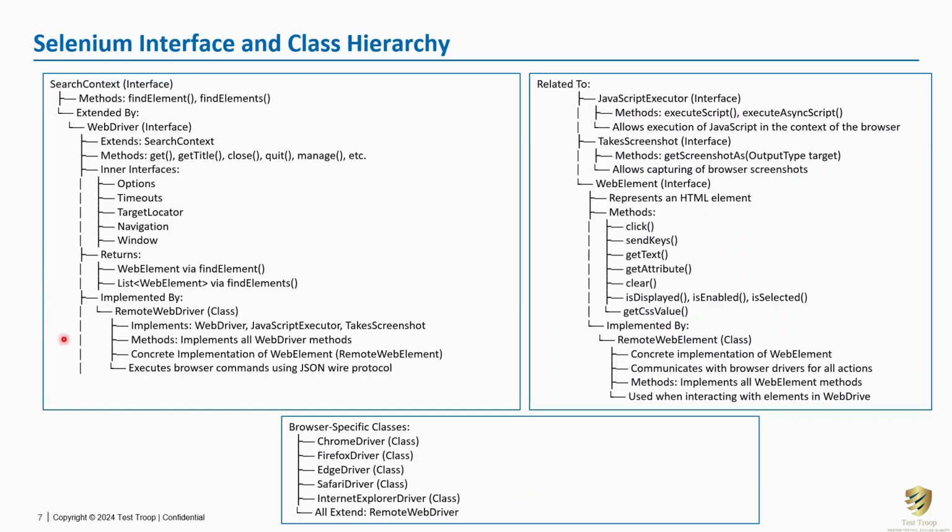This shows a hierarchical overview of the Selenium WebDriver interface. As I told, it starts with the base interface, which is SearchContext, which has two abstract methods, findElement and findElements, and is extended by the WebDriver interface. As you see, it extends SearchContext. It has methods like getTitle, close, quit, manage, etc. There are also the inner interfaces like Options, Timeouts, TargetLocator, Navigation, and Window, and these are implemented by the RemoteWebDriver class.